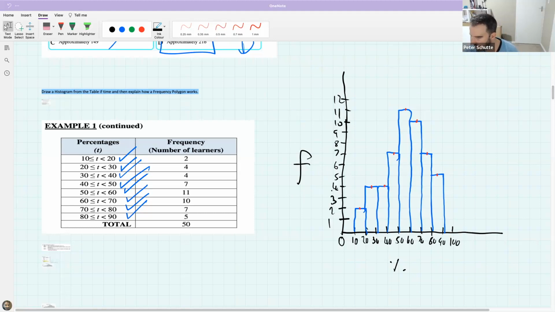So I'm looking at the chat. Rafense has said we need to add 2 more intervals to ground it. Yep. So we've got the 2 intervals to ground it. We've got our midpoints. And there's one more thing we need to do to create a frequency polygon.